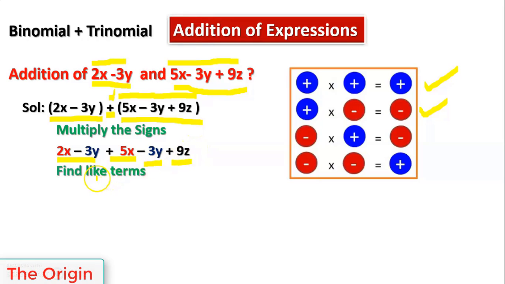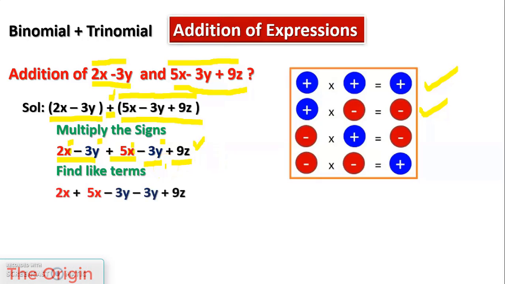Next, find like terms. In these terms, what are the like terms? Like terms means same variable with equal powers. Here x is there, here x is there, power is 1, so these two are like terms. y and y, power is 1, these two are like terms. 9z is a single term, we cannot do anything. You should write it as 9z only.